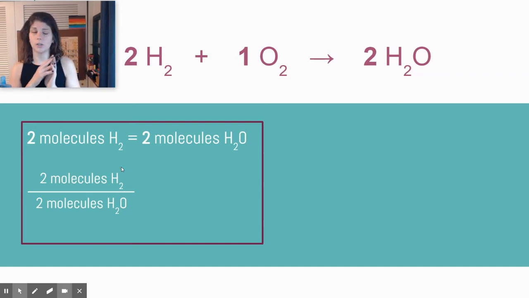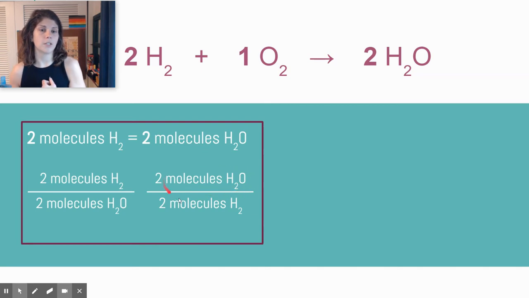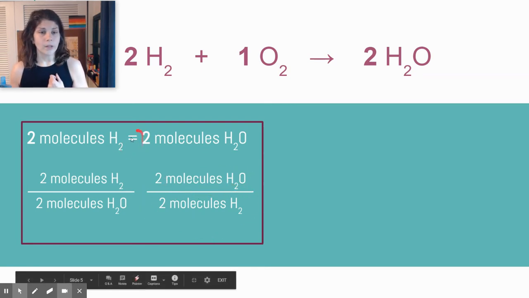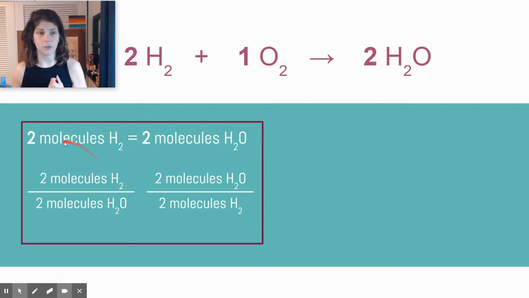Equivalency statements are just fractions that mean 1. And you could also flip this fraction over and say for every 2 molecules of H2O, I get out 2 molecules of H2. Where the equal sign is, that's where your divide bar goes for your conversion factors. So this is your equivalency statement, and then this is a conversion factor, but I'm not going to quiz you on those terms. So as long as you know you can take an equal sign and turn it into 2 fractions, you're going to be just fine.